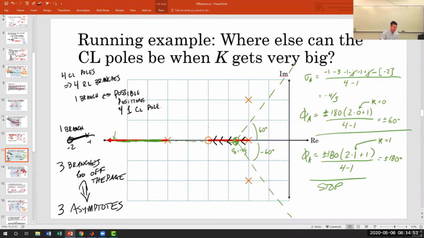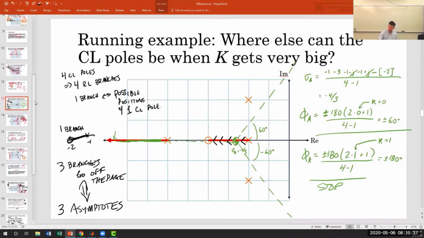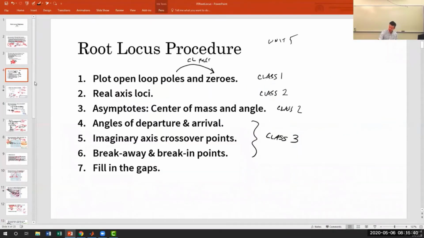Now, the 180 degree asymptote is unique amongst the 3 that we calculated in this problem. And that is, in addition to being an asymptote, it is the exact line on which the branch travels to infinity. So I'm talking about this as both an asymptote and a branch. They are coincident. And that's not true for the other 2 asymptotes. It doesn't have to be true in general, but it can be true, as we've seen here. Got it. Okay, thank you. Yeah, you're welcome. Let's go to the very last procedure.